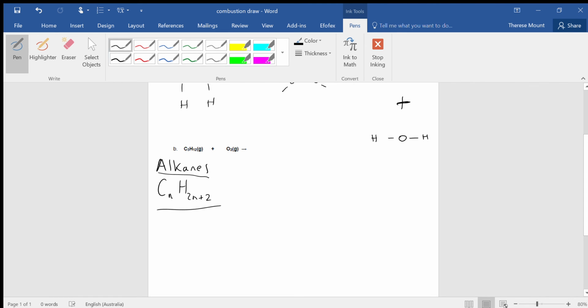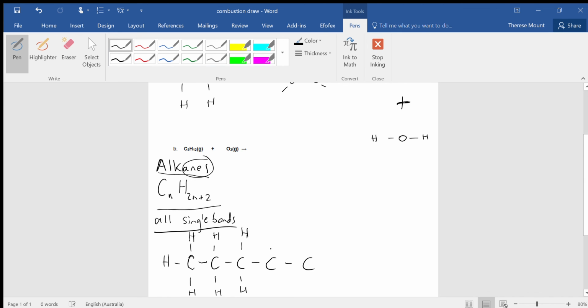And what does that tell us? It tells us that there's going to be all single bonds. If it ends with ane, it tells me that there's all single bonds between my carbon atoms. So I can just draw them out like this. 1, 2, 3, 4, 5. And then, because carbon always wants to have 4 bonds around it, I'm going to fill all those others with the hydrogens. And I should have 12 in total, which we can count in a second. 1, 2, 3, 4, 5, 6, 7, 8, 9, 10, 11, 12. So that's my molecule of this alkane.